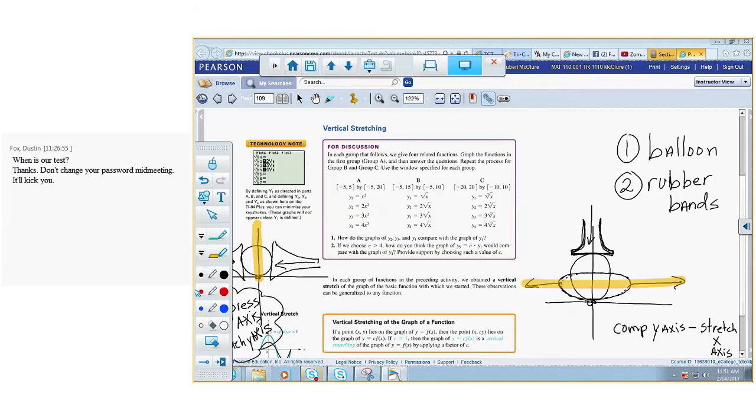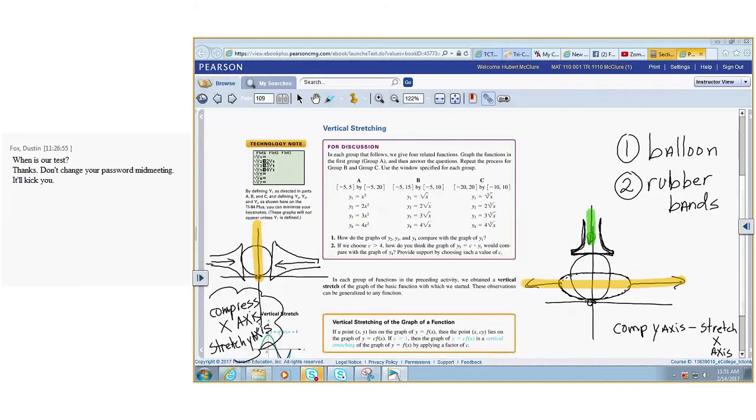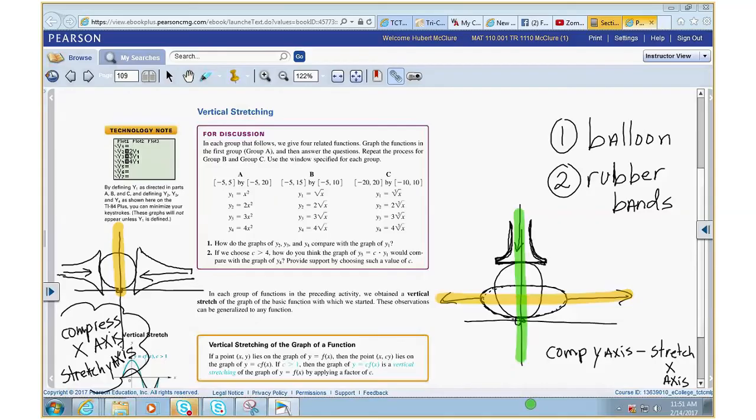Take your green highlighter. And if you have a horizontal stretch, then that means you've got a vertical what? Compression. If you've got a horizontal compression, then you've got a vertical what? Okay, you've got a vertical stretch. It's always the opposite. Okay? So you've got to think about that. And you'll see the questions when we get to it.